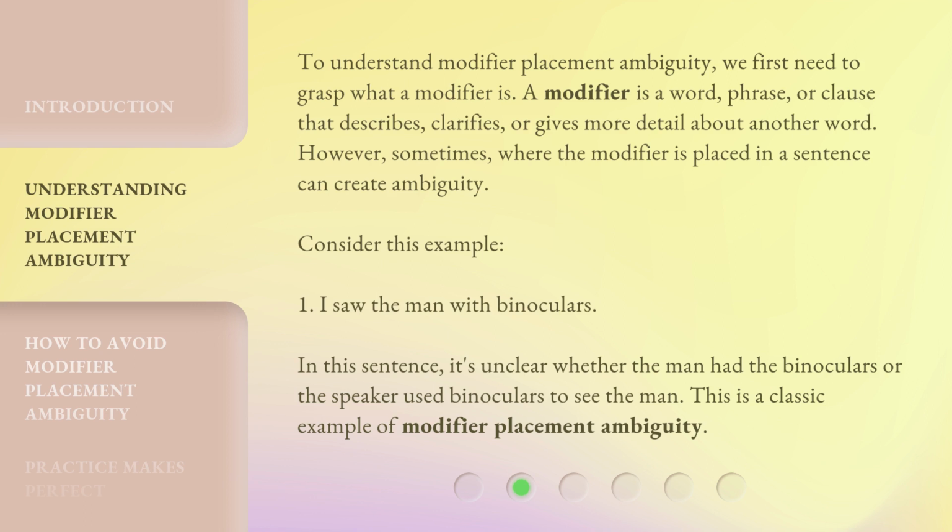Consider this example. 1. I saw the man with binoculars. In this sentence, it's unclear whether the man had the binoculars or the speaker used binoculars to see the man. This is a classic example of modifier placement ambiguity.